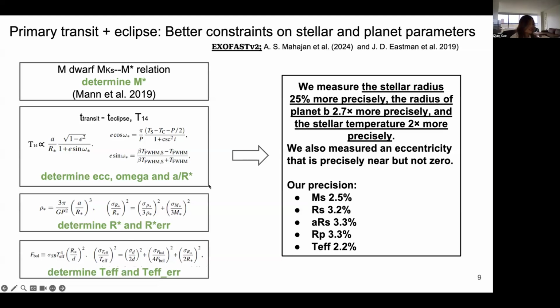So by using this technique and all of these equations shown on the left, we are able to measure the stellar radius 25% more precisely than the previous measurement, and the radius of planet b 3 times more precisely, and stellar temperature 2 times more precisely. We are also able to measure an eccentricity that is precisely near but not zero.